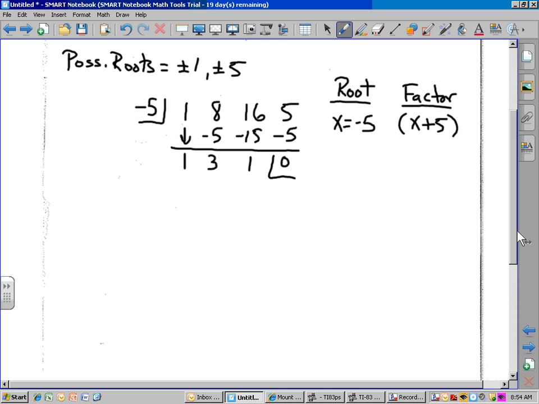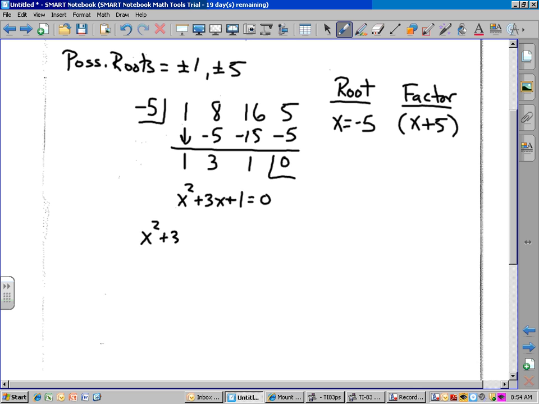What's left? Our quotient is going to help us solve for those decimals. x squared plus 3x plus 1 equals 0. That is going to give us those other ones. This is not factorable. There's no way I can put 1 and 1 together to make 3. So we're going to have to use either completing the square or the quadratic formula. I personally like completing the square, so we're going to use that method.